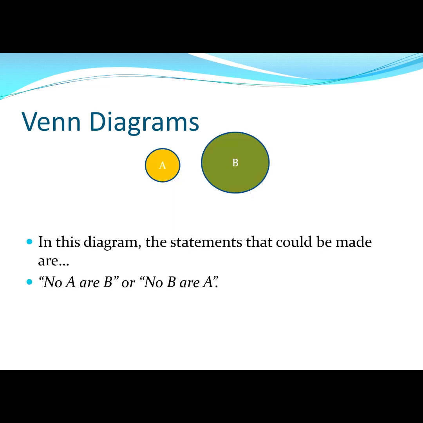And in this diagram, the statements that could be made are no A are B or no B are A. So here we have two completely separate groups. They do not share any similar elements or characteristics, and therefore they do not overlap.